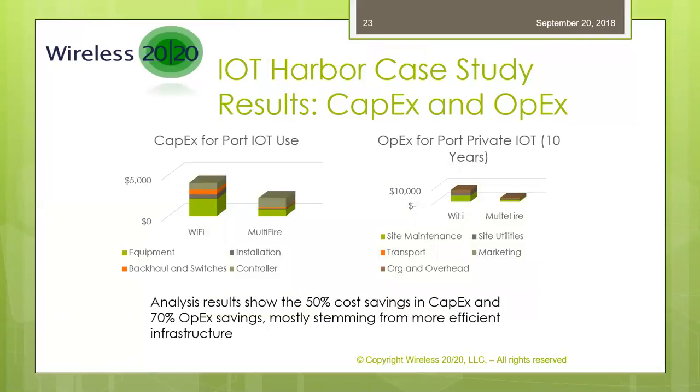for deployment. As we can see in each of the stacked bars over here in the Capex case, we're looking at not only the equipment cost, but the cost for setting up backhaul, the cost for installation, and the cost for the controllers that we would have to include in the network. Similarly, on the OpEx side, we're looking at the maintenance, the cost for transport, the site utilities, and basically all the support costs to support the ongoing network.